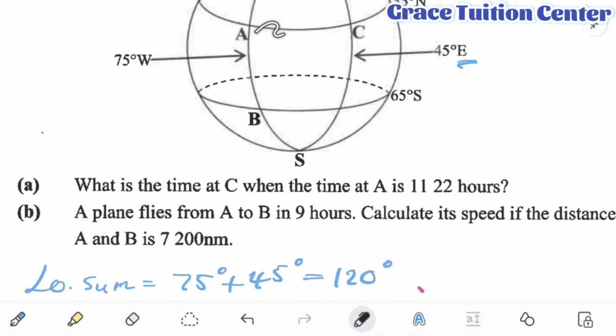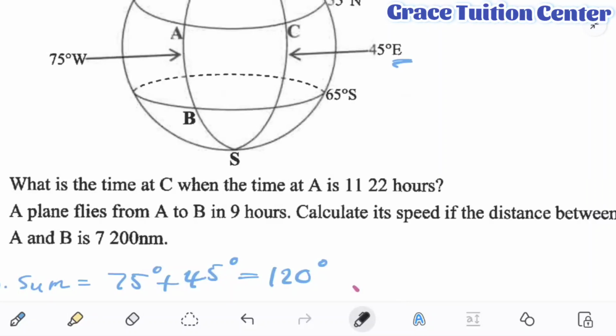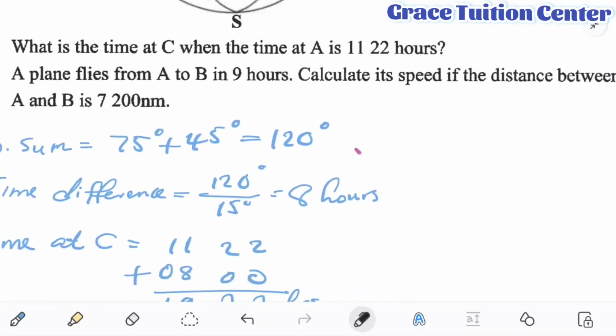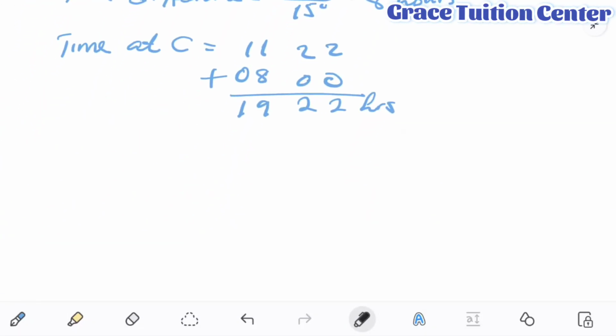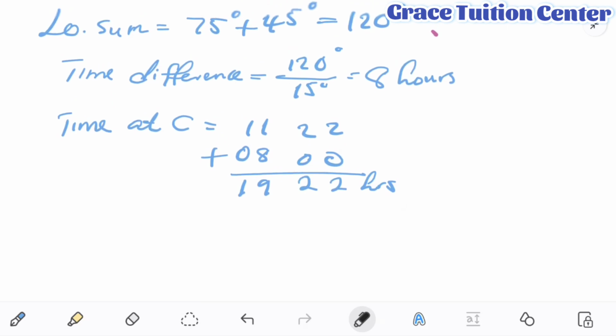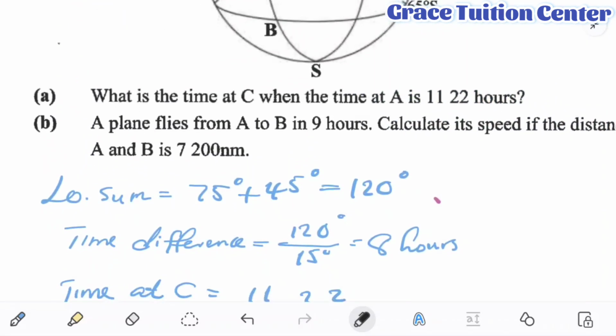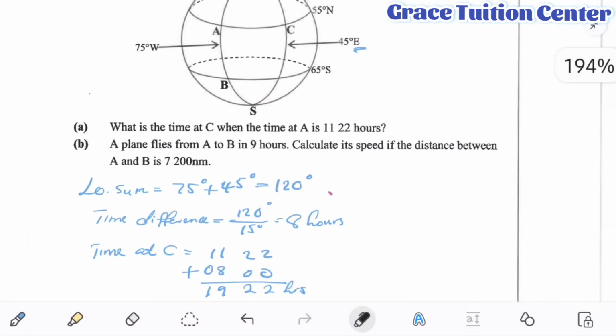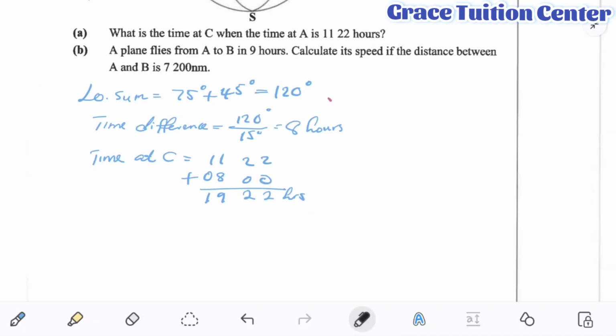The next question here is saying a plane is flying from town A to town B. So there's a plane flying from this town going to that town there. Then we are told to calculate its speed if the distance between A and B is 7,200 nautical miles. So we are calculating the speed of the plane. How fast was this plane moving?